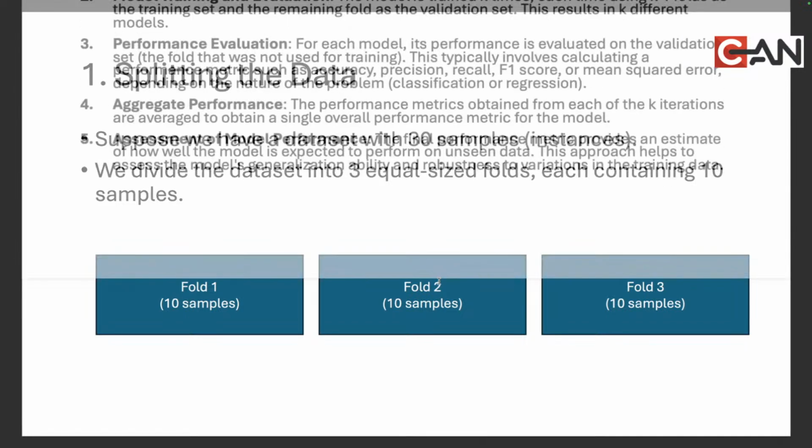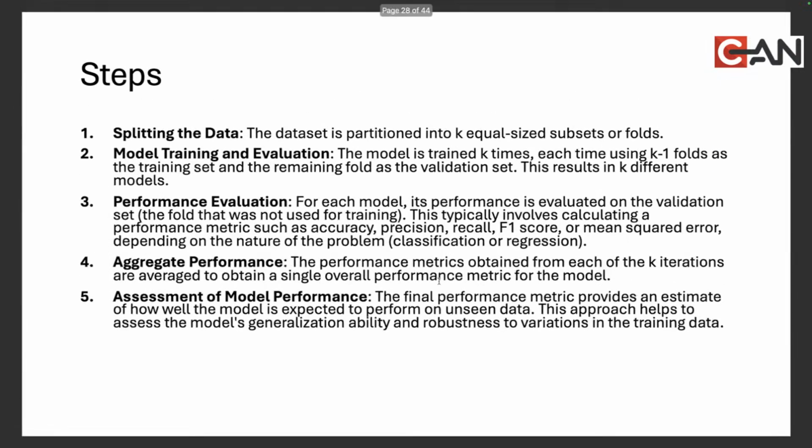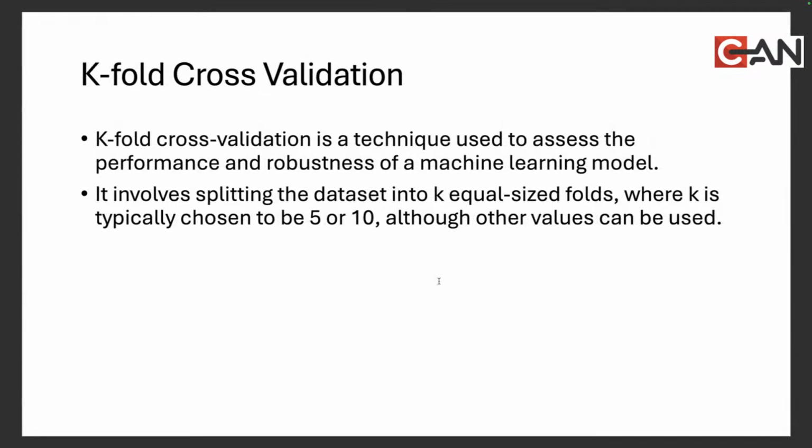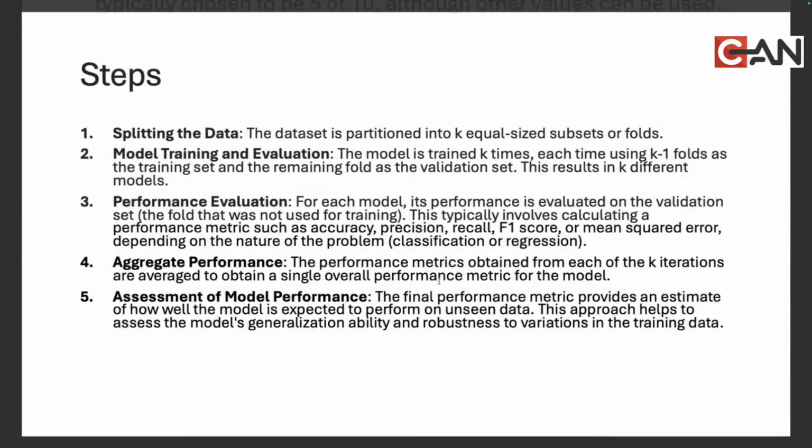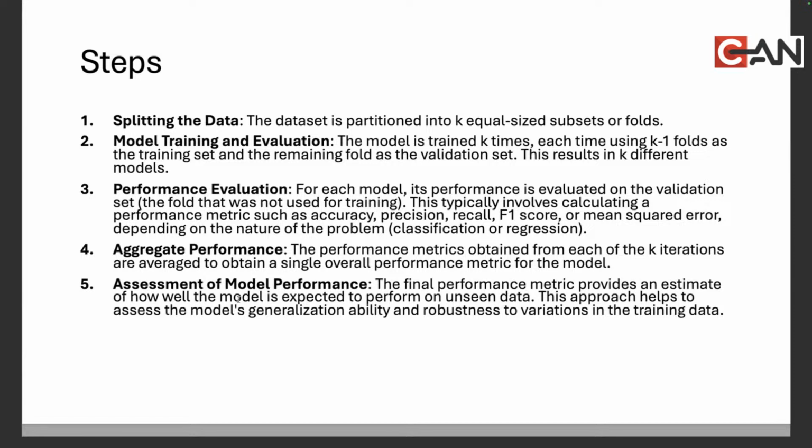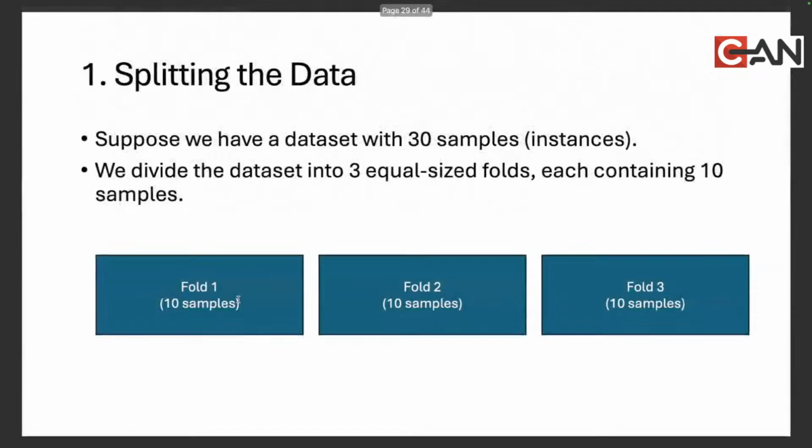So in k-fold cross-validation, we're going to split our data set into k equal sizes. We're going to do model training and performance evaluation, then we're going to aggregate that performance in some way, and then we're going to assess the model performance. So if we have 30 instances, in k-fold validation, we split that into 3 different folds.